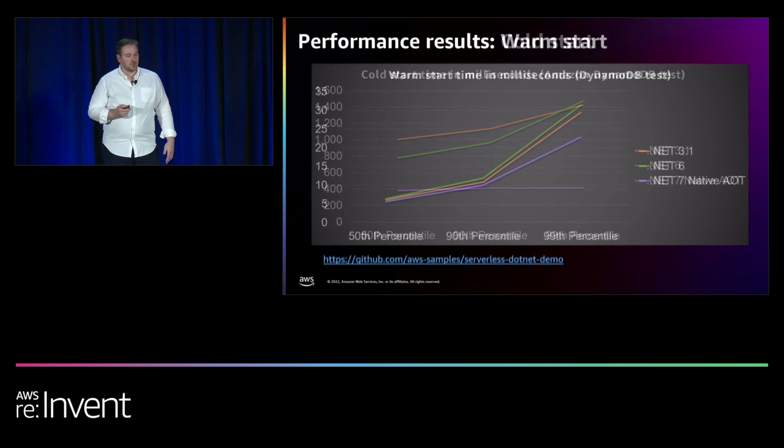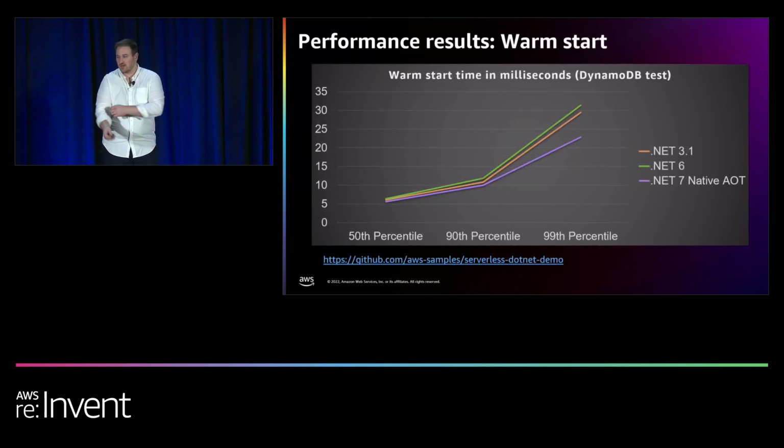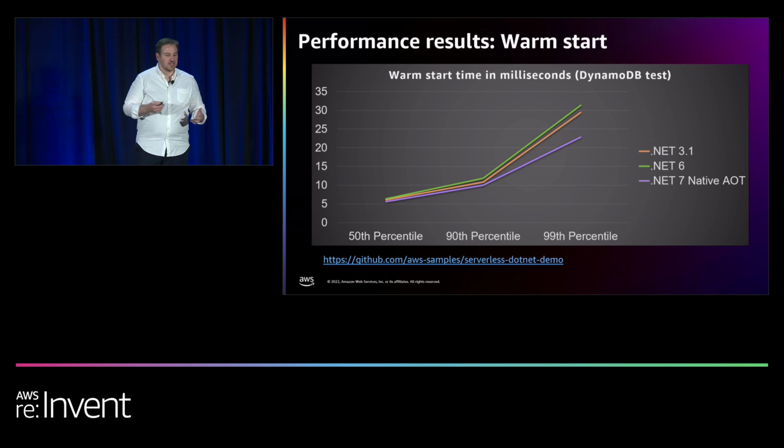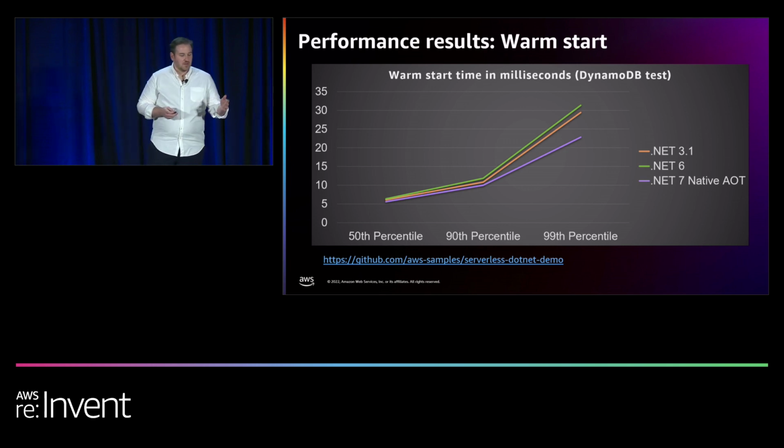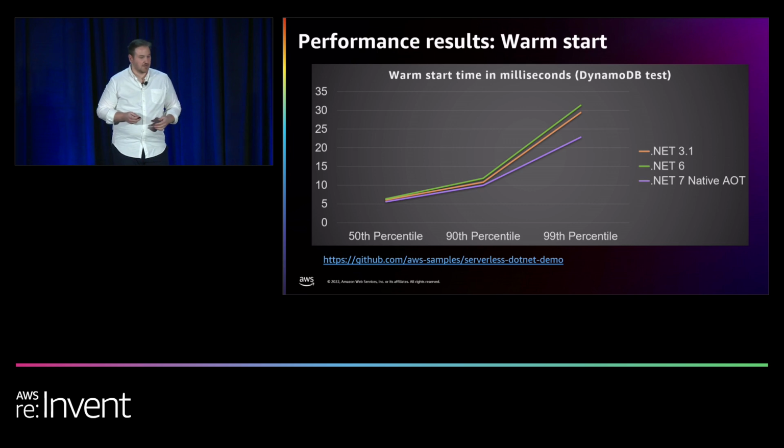And to show the warm starts, again, like the live demo, a little less impactful for warm starts, especially in the 50th percentile. But again, we see a little bit of benefit for the 99th percentile here. But again, we're talking about a less than 10 millisecond difference there.